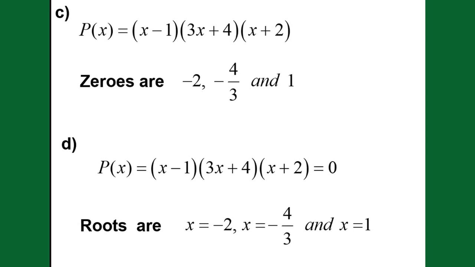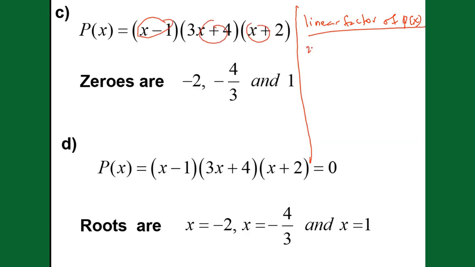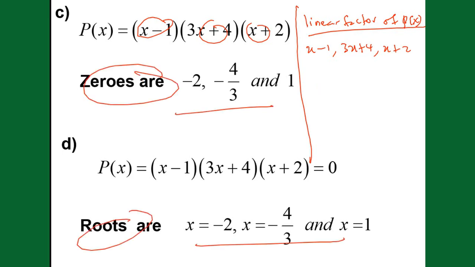Satu lagi. Thank you siapa yang buat cepat-cepat kan. Bagus. Linear factor of Px. Semua ada dalam ni. X minus 1, 3x plus 4, x plus 2. Macam tu. So set complete zeros, roots. Okay, tapi kena before dapat ni kena show ni semua ni is equal to 0 ni. Photostat. Okay, and then linear factor.